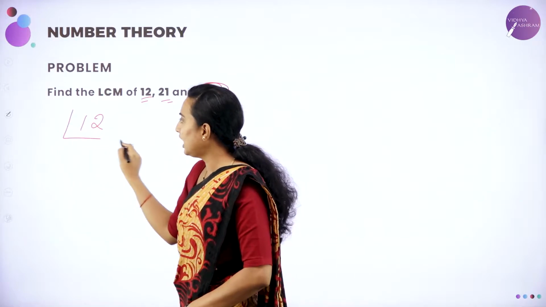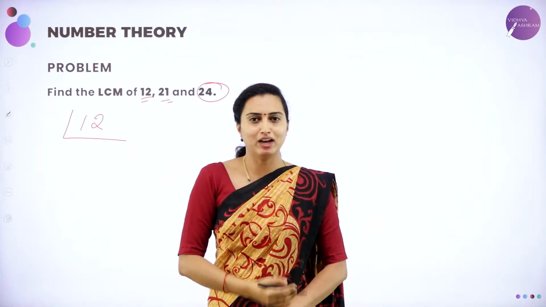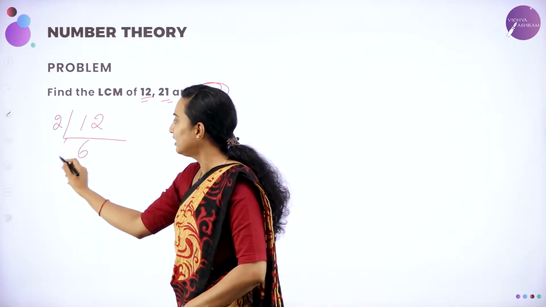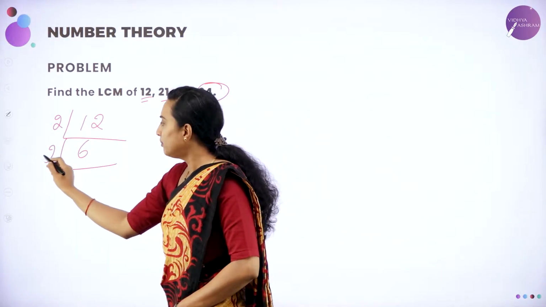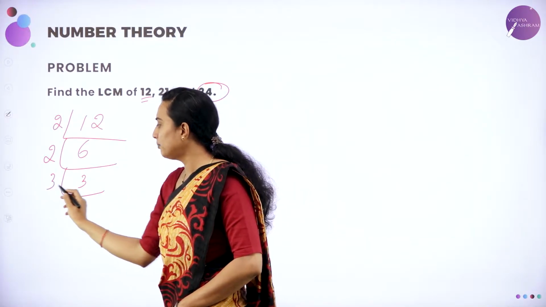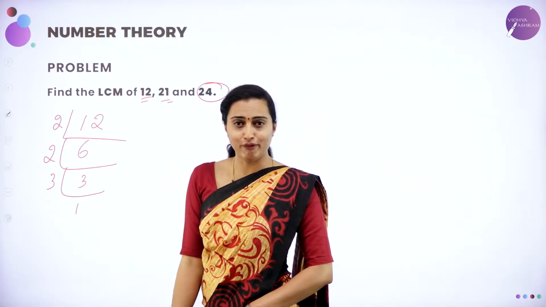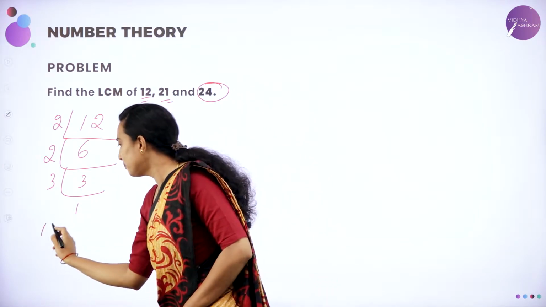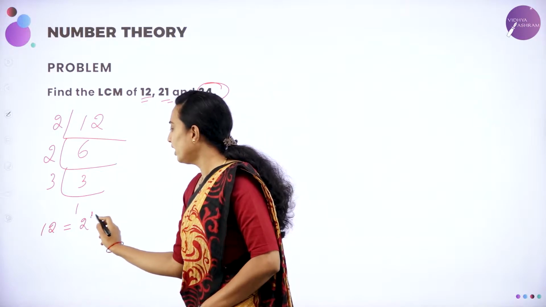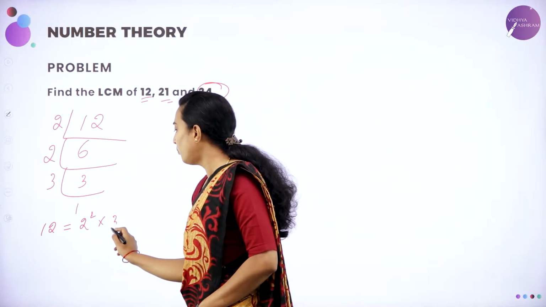12 is an even number, so the prime number will be 2. 2 6s are 12. Again, 6 is an even number, 2 3s are 6. Again, 3 is an odd prime number, 3 1s are 3. Therefore, 12 can be represented as 2 squared into 3 to the power 1.